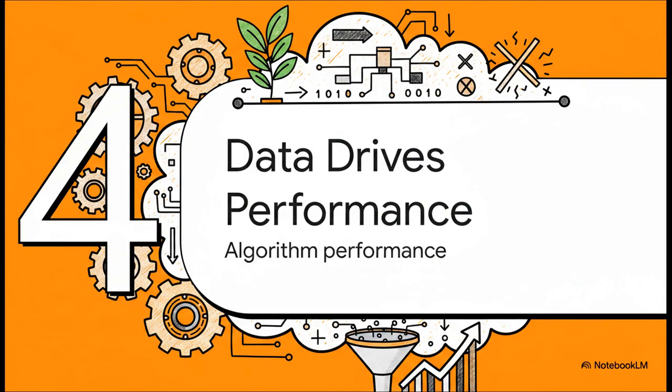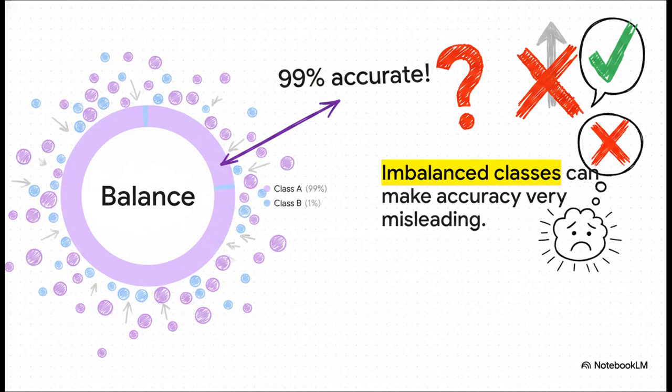Okay, Section 4, how data drives performance. Listen, even the most qualified candidate will completely fail if you drop them into a toxic work environment. And in machine learning, that toxic environment is messy data. Imagine a data set where 99% of the examples belong to Class A and only 1% belong to Class B. We call this imbalanced classes. If you build a model to predict Class B and the model simply decides to guess Class A every single time without learning a thing, it's still going to be 99% accurate. That high accuracy score is incredibly misleading.